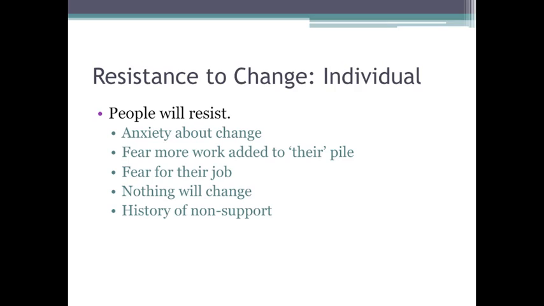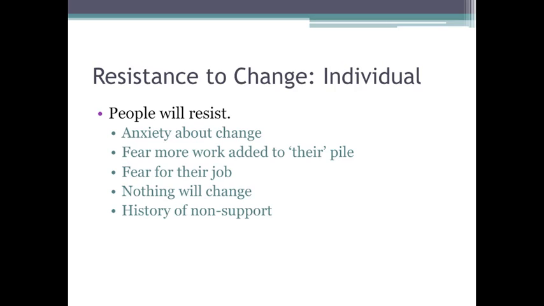People start to fear that they'll have more work than they had before. After all, when you reshuffle work, sometimes people will have more work. Also, when you make these changes, that changes how people work. So people may fear more work being added to their pile.